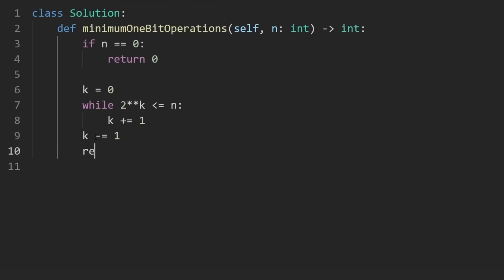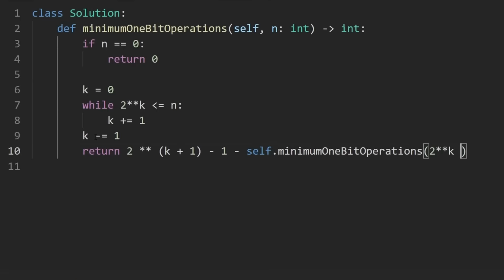And then we return the solution, which we probably can't really intuitively figure out by looking at it. That's why the drawing explanation is so important. And we found that the formula is 2 to the power of k plus 1 minus self.minimumOneBitOperations. That's just the name of this function that we're in. And how do we get the remaining bits? With the exclusive OR operator, which is going to take the current number, which is 2 to the power of k, and then exclusive OR it with our input number n, and that will give us the remaining number. So that's the whole code.